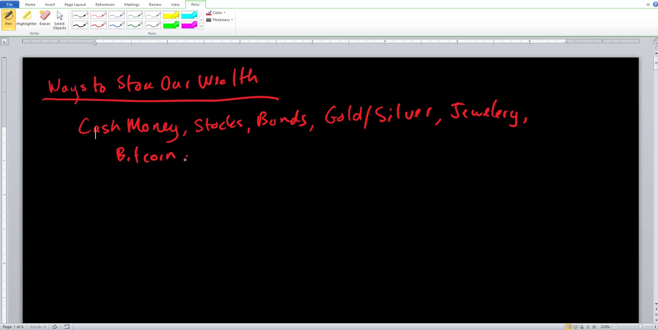If you wanted to, you could put it into some type of paintings, properties. Maybe if you like watches, put it into some type of Rolex. So there are a lot of different ways to hold your wealth through these examples that you can see right here: cash money, stocks, bonds, commodities, jewelry, cryptocurrencies, paintings, properties, houses, Rolexes.